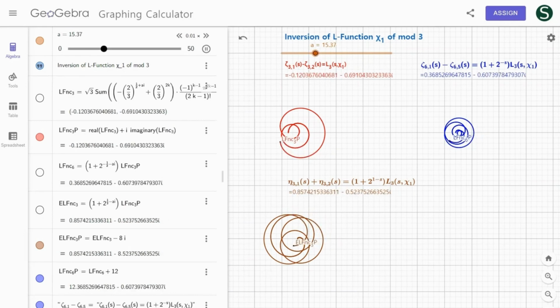In this way, if only the L function chi1 of mod 3 is inverted by the functional equation, the induced L function and the extended L function of eta function can be derived. Therefore, the non-trivial zeros of the L function of mod 6 and the sum of the subordinate eta functions 3, 1 and 3, 2 are the same.